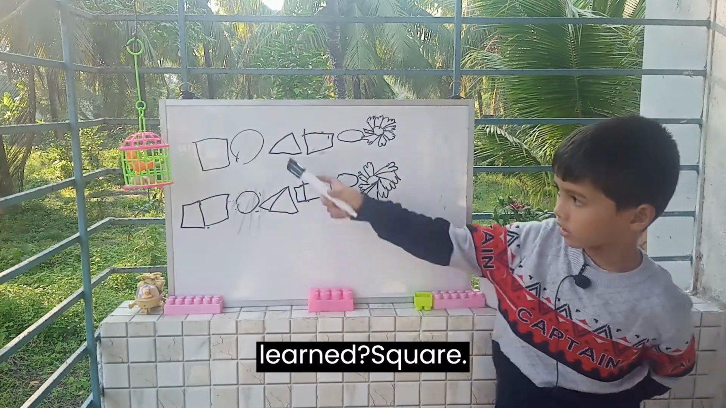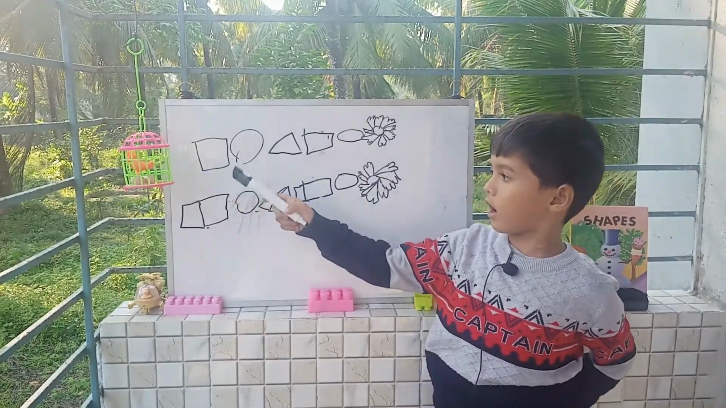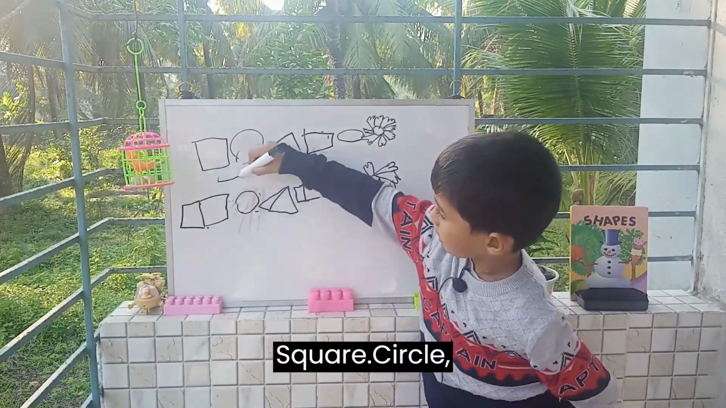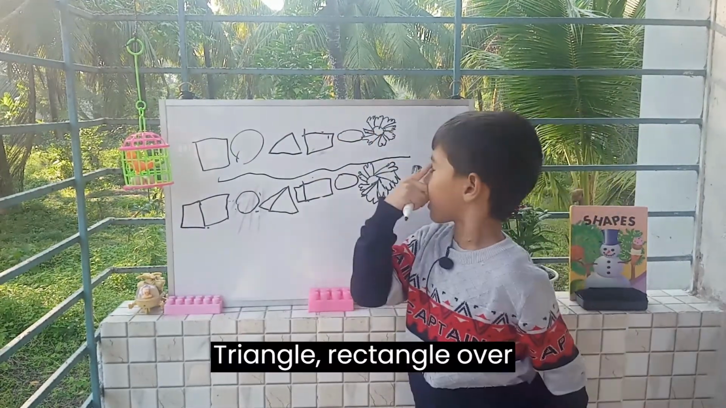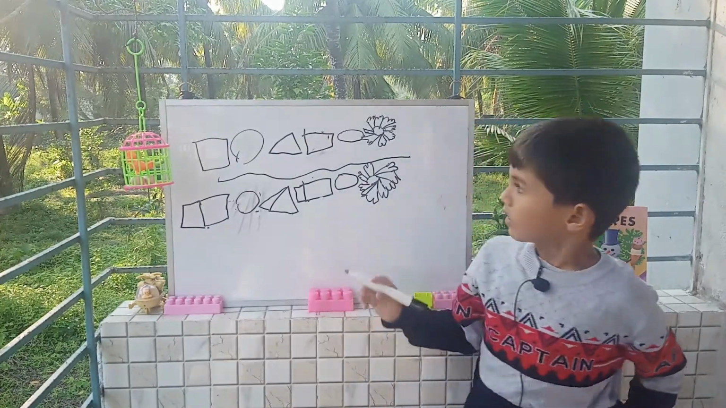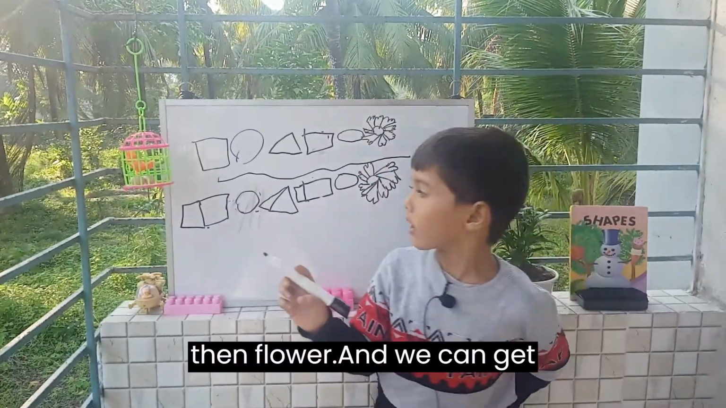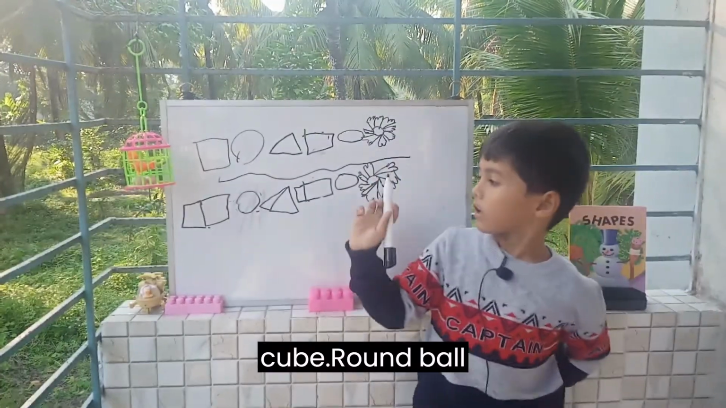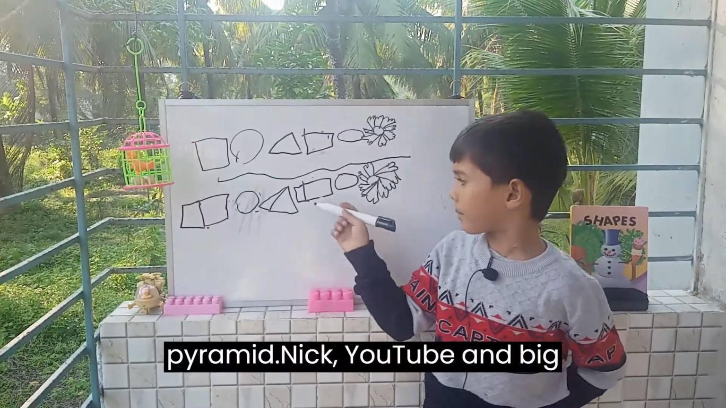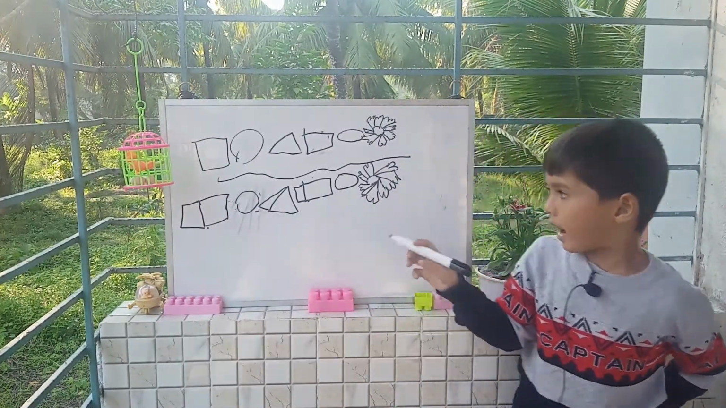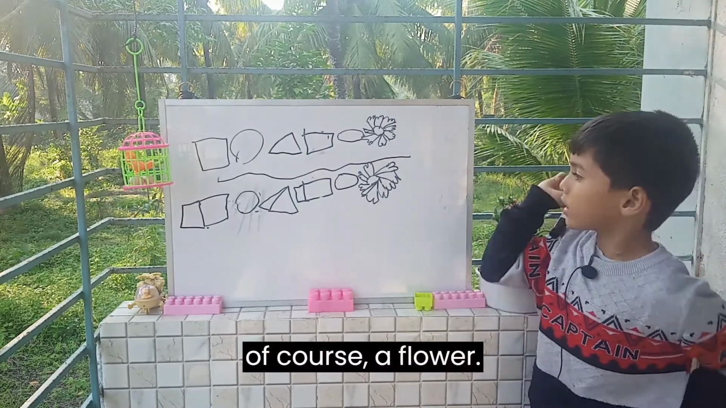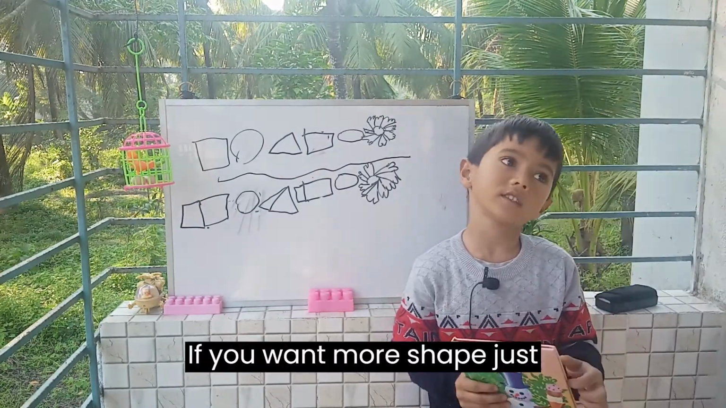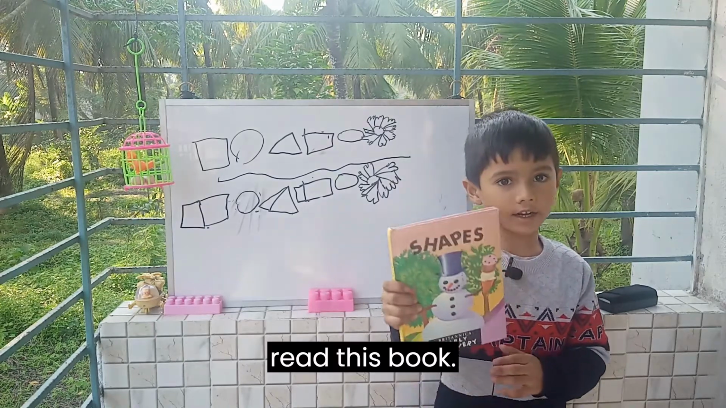What can we learn? Square, circle, triangle, rectangle, oval, then flower. And we can get cube, round ball, pyramid, big cube and big ball, and of course a flower. If you want more shape, just read this book.